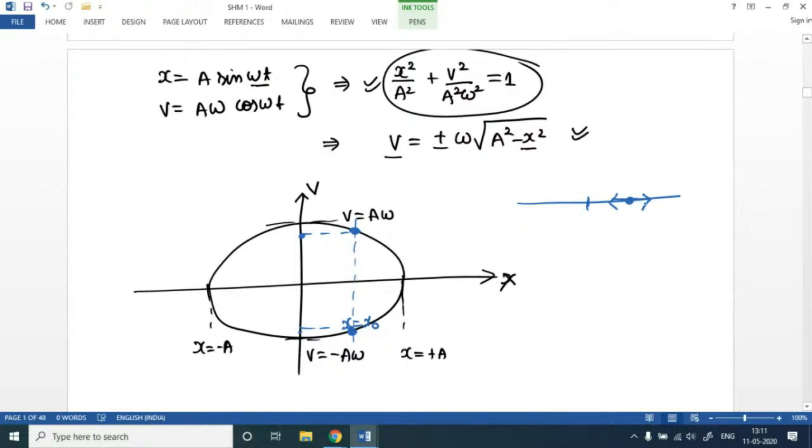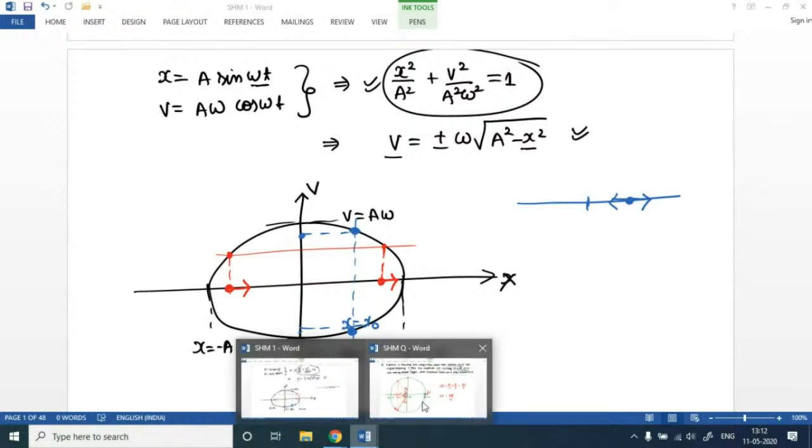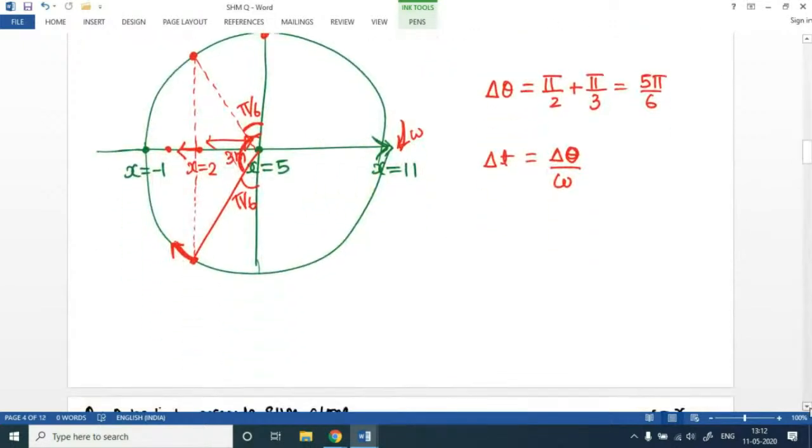So for a given x we will be having two possible velocities, and also you should realize for a given v we can have two possible positions also. Okay, let's say for example this is the given v, and at this position it will be having velocity v, let's say it is moving in this direction, and at this position also it will be having the velocity v. So there are two possible positions in which we will be having the same velocity. Okay, so let's take one simple question regarding this.